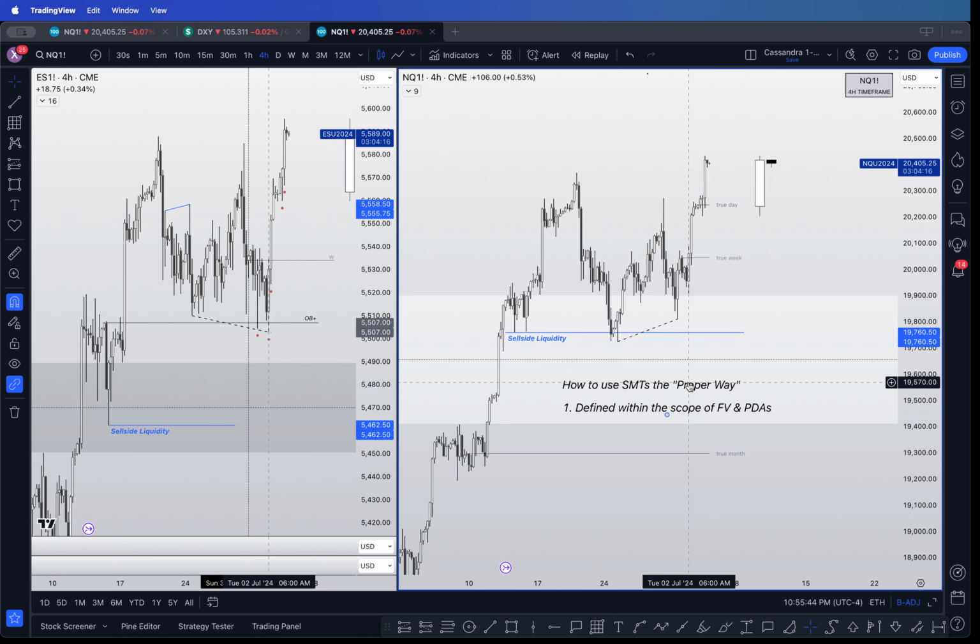We don't look for SMTs unless there's a reason for price to form an SMT at the level. I'm going to say it again. We do not care about an SMT. We do not look at it unless there is a reason in the narrative of a price run for that SMT to occur in the context of fair value and PD arrays.